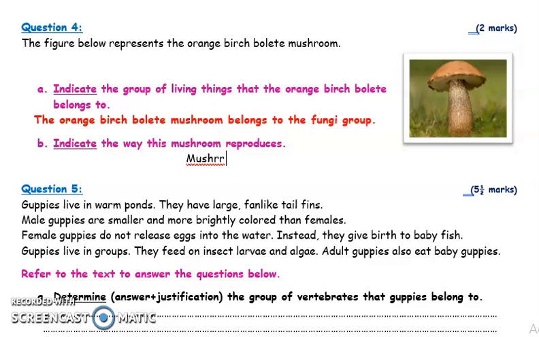Mushrooms reproduce by making spores. That's right. This mushroom makes spores. Mosses, ferns, and fungi reproduce by making spores. The only difference between mosses, ferns, and fungi is that mosses and ferns are plants, fungi are fungi, they are not plants.